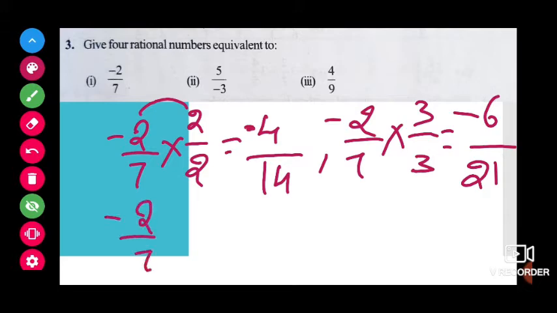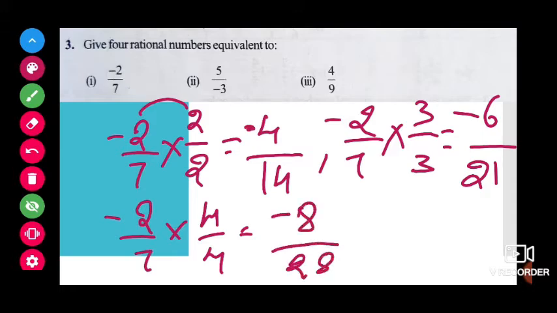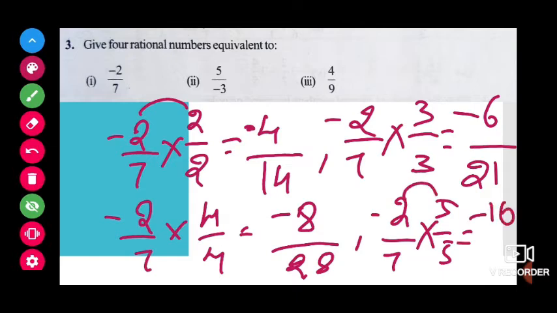Next, minus 2 by 7 into 4 by 4. That is minus 8 by 28, since 7 4s are 28. Next, same: minus 2 by 7 into 5 by 5. That is minus 10 by 35. Even if I want the next number, I can multiply with 6 by 6. If I want one more number, 7 by 7.